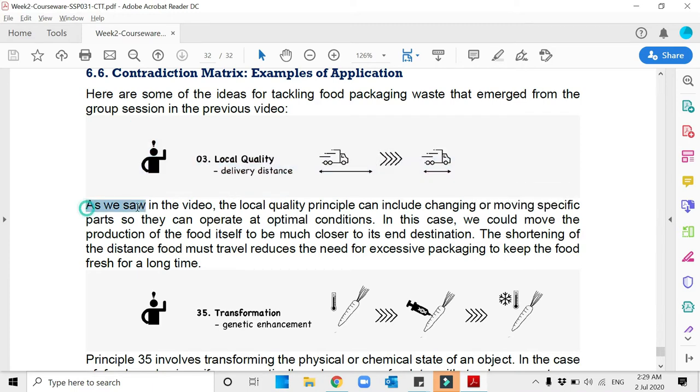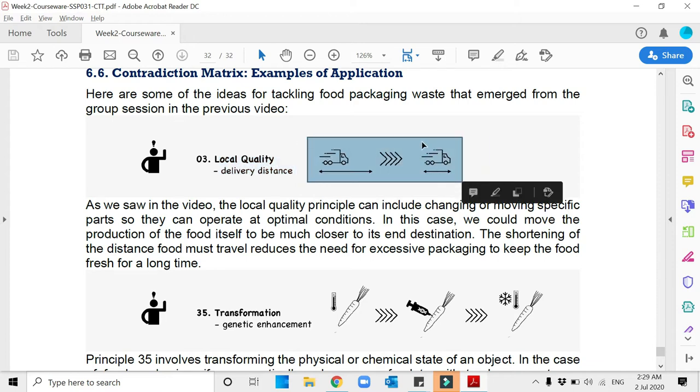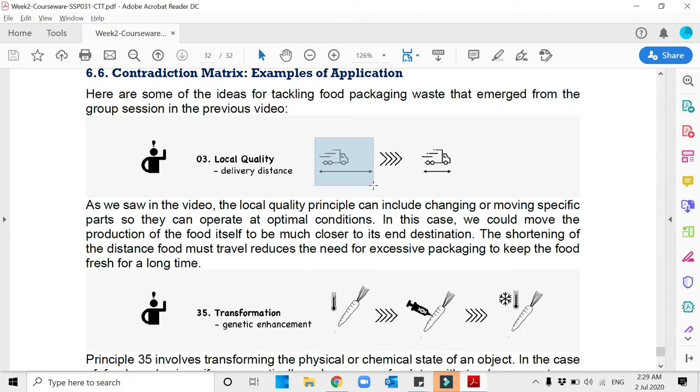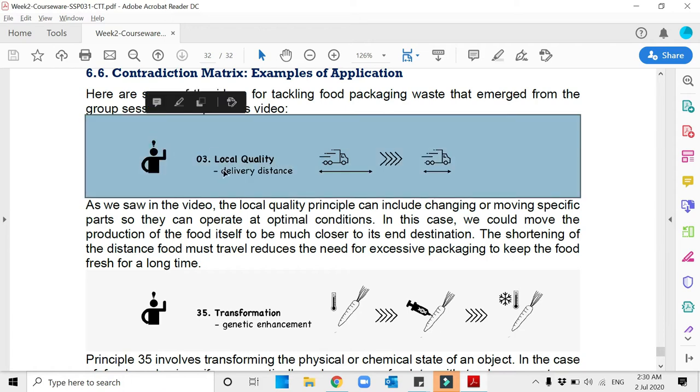As we saw in the video, in terms of the local quality principle, we can make an improvement by limiting the time that the product is being delivered. For instance, instead of taking 3 days to deliver the product, maybe we can limit that to 1 day by creating warehouses that are near the stores, or we can improve our speed of delivery by getting another carrier. We can do a lot of things to improve the delivery distance.